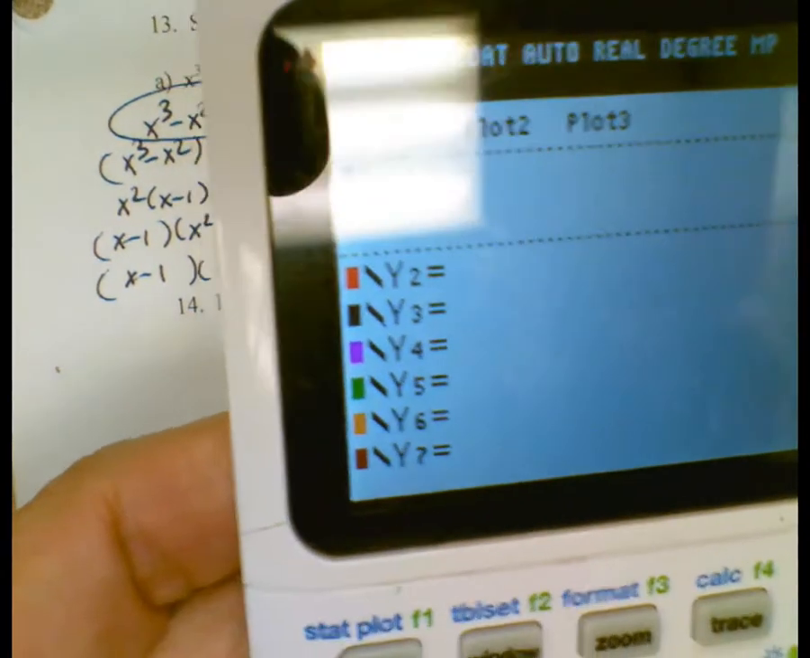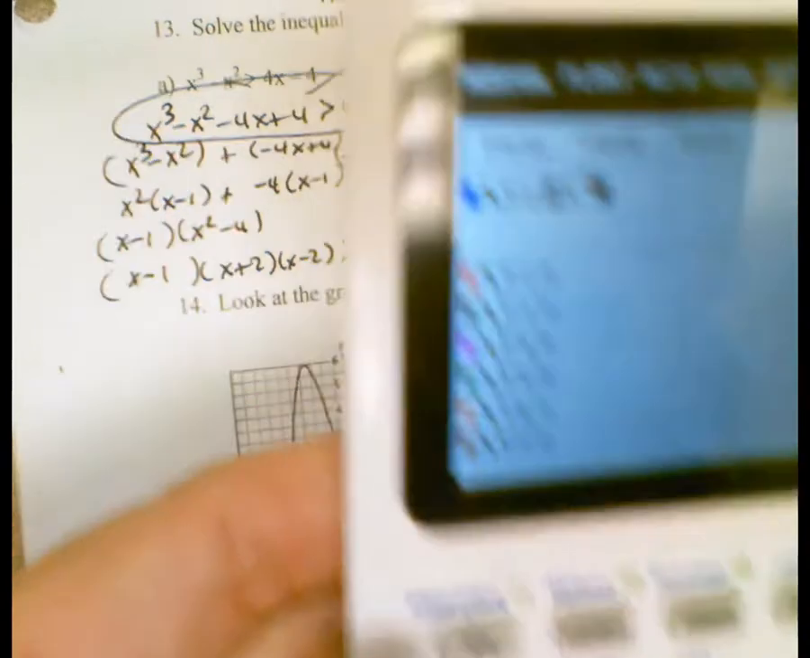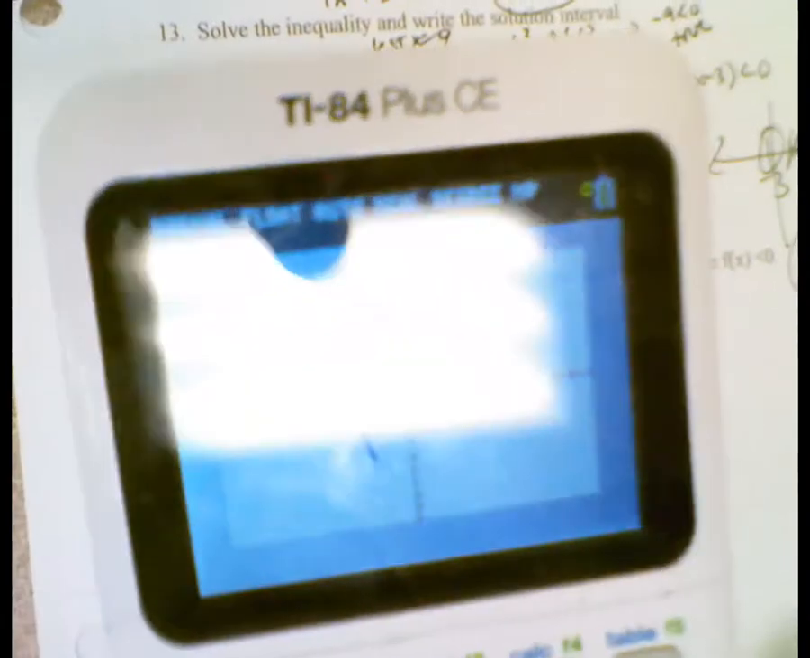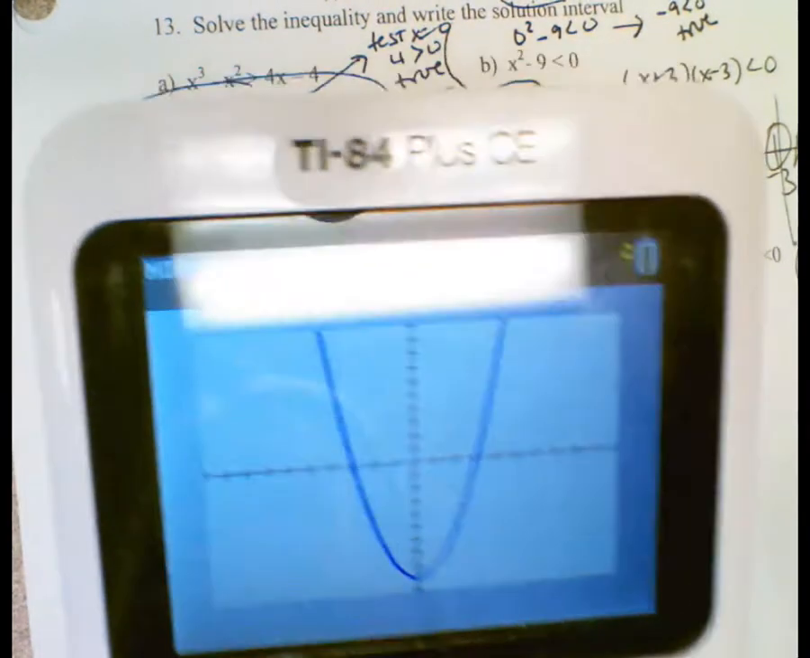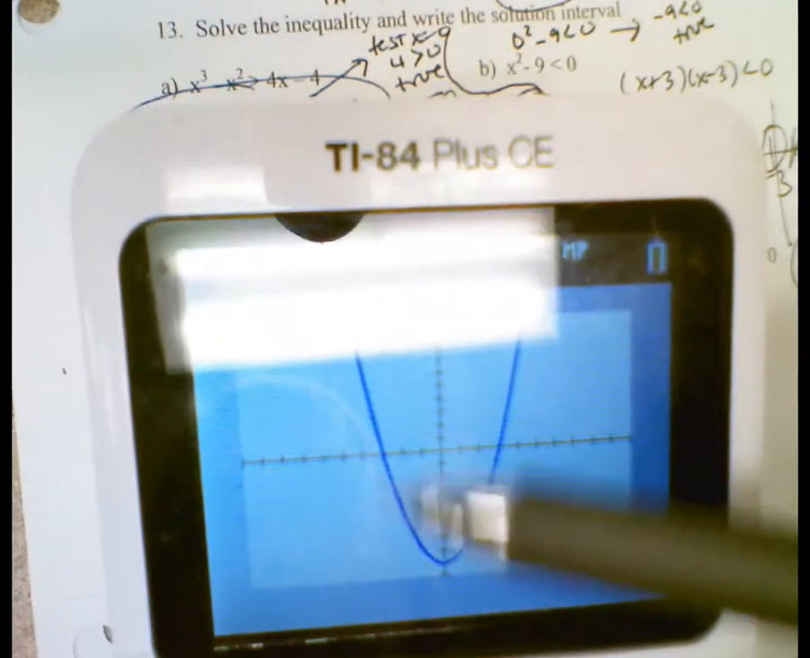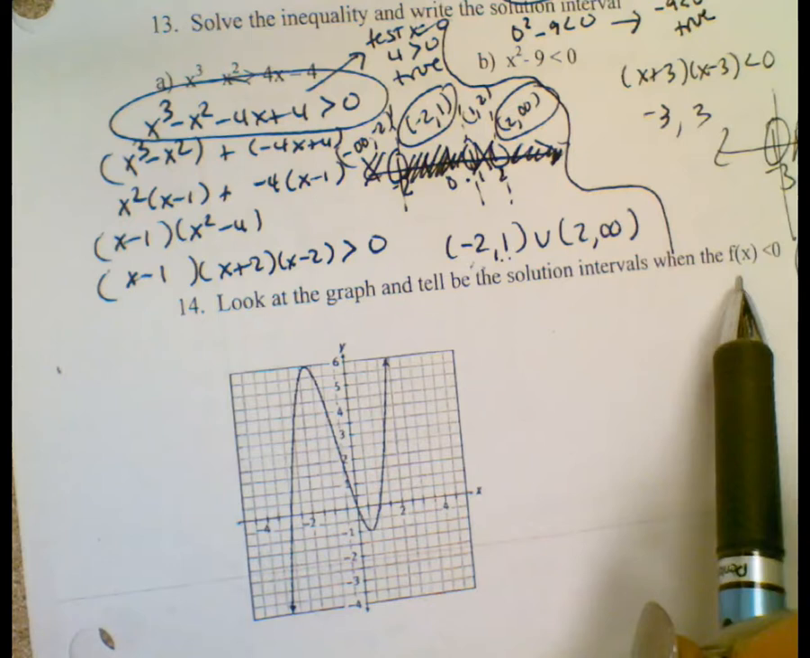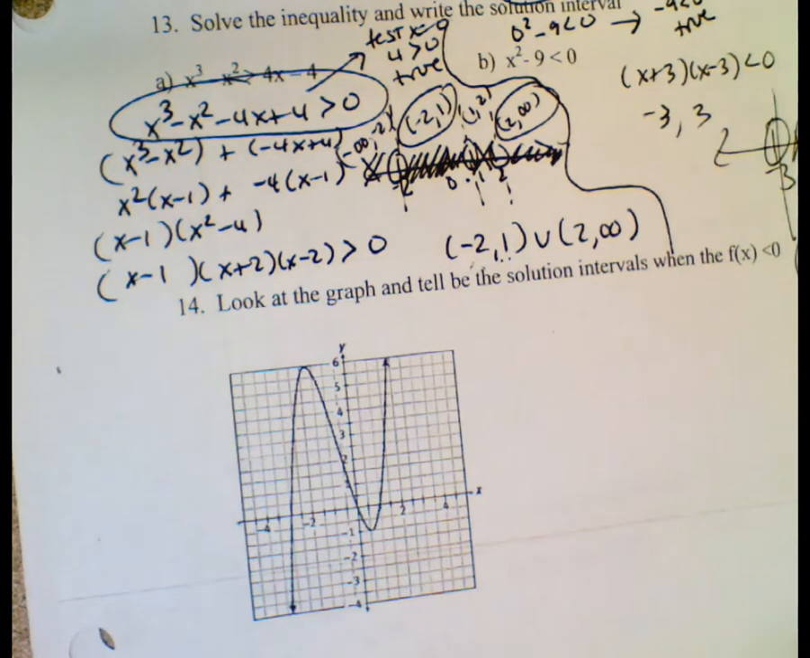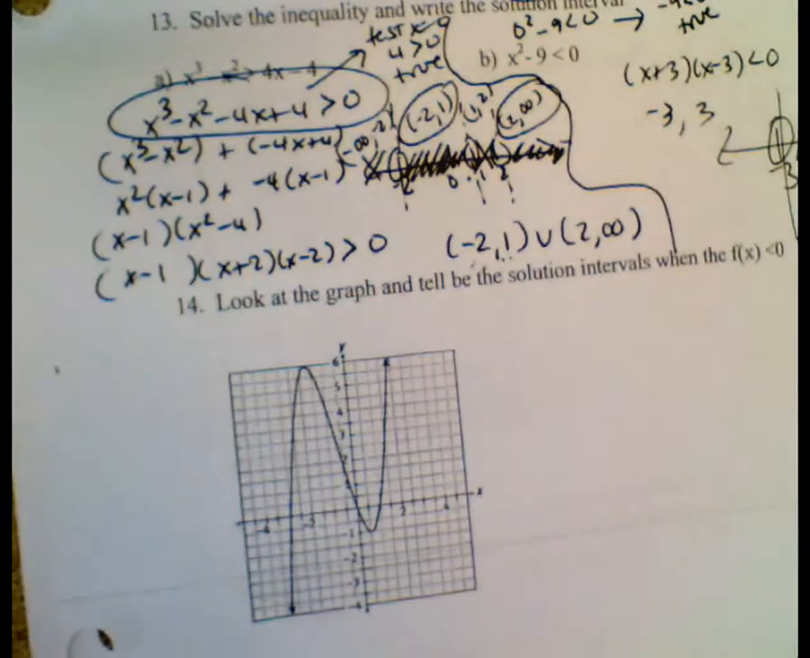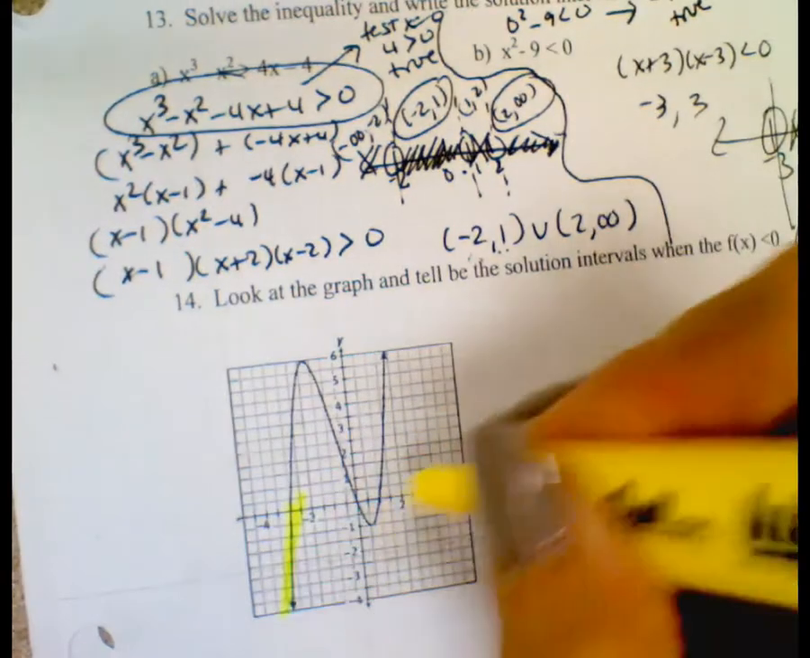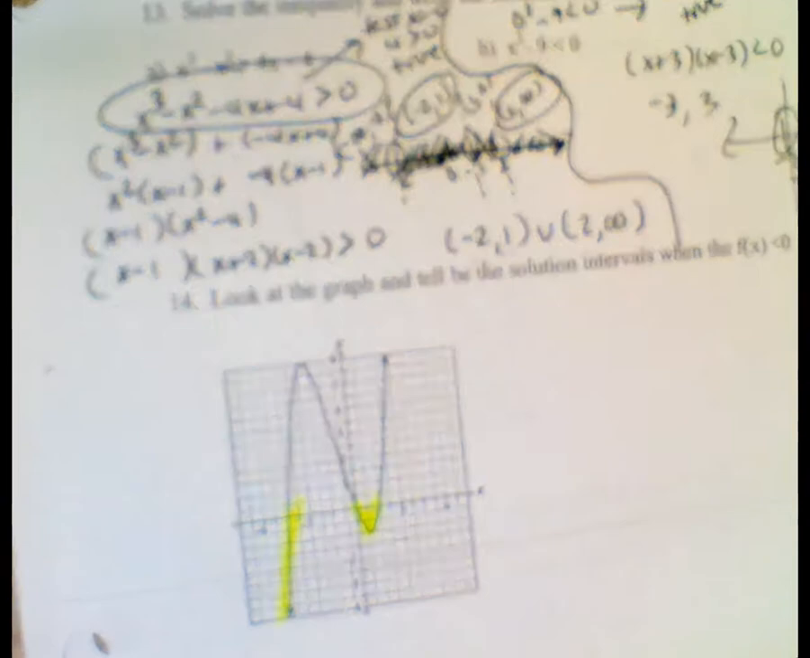If you want to see what that looks like, you know you do. X squared minus 9. When is this graph less than 0? When does it fall below the x-axis? Between negative 3 and 3. Done. Look at the graph and tell me the solution intervals when f of x is less than 0. So when f of x is less than 0, this is less than 0, and so is this. Okay? That's when it's less than 0.